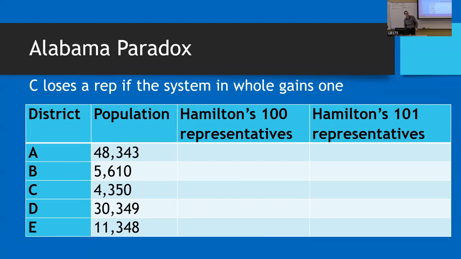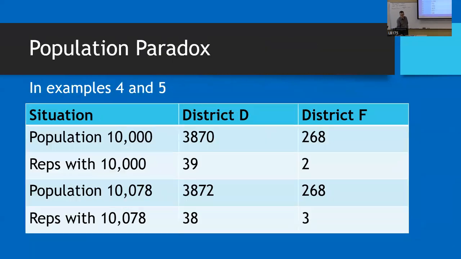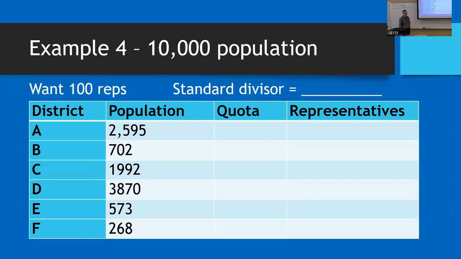This is what's known as the Alabama paradox, and it's basically what I'm just describing. C lost a representative, while in total, the whole system gained a representative. And the one that was gained and the one that was lost got distributed to 2 different districts, apart from C. So this is called the Alabama paradox, and it can happen in Hamilton's method. Okay. Now there are other paradoxes as well that can happen here. I'll try to go through this fairly quickly.